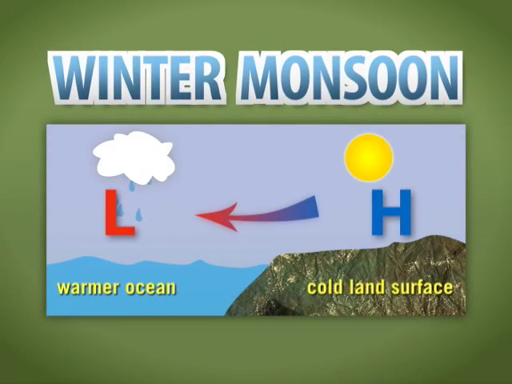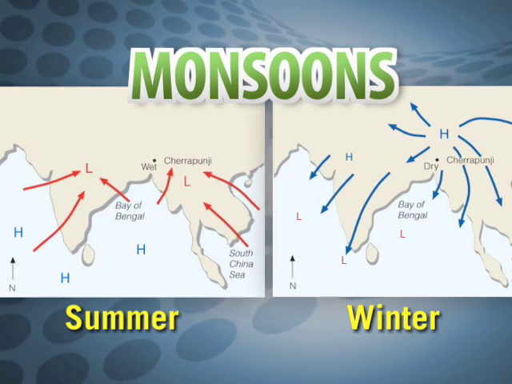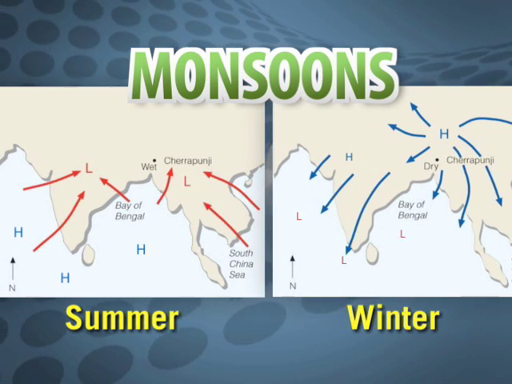As a result, during the dry monsoon, from December to May, India receives little, if any, precipitation. Take note of how high and low pressure systems impact the monsoon seasons of this region.